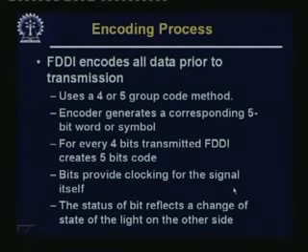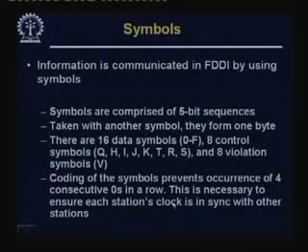And then we talked about the encoding process in FDDI. FDDI encodes all data prior to transmission and uses a 4B/5B group code method, which was mentioned earlier. The encoder generates a corresponding 5-bit word or symbol. For every 4 bits transmitted, FDDI creates a 5-bit code. The bits provide clocking for the signal itself. The status of the bit reflects a change of state of the light on the other side. So, this is what the symbols are like.